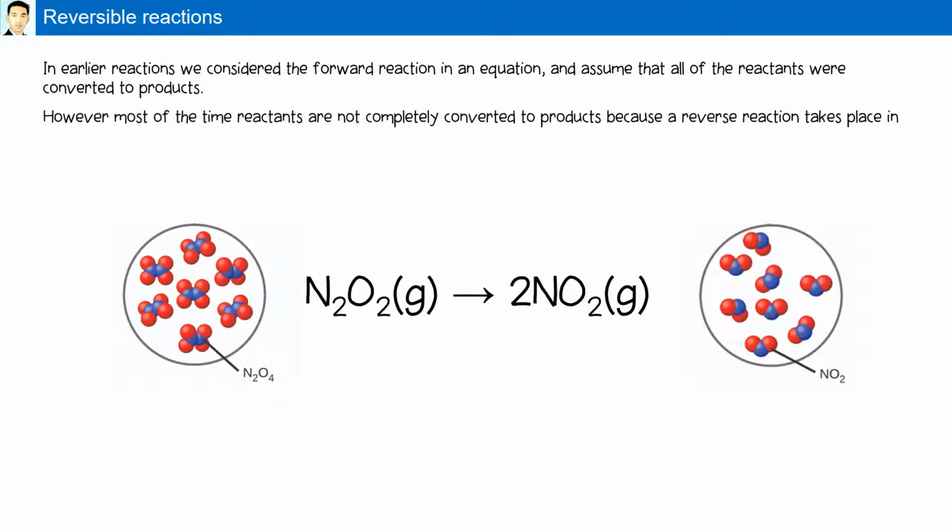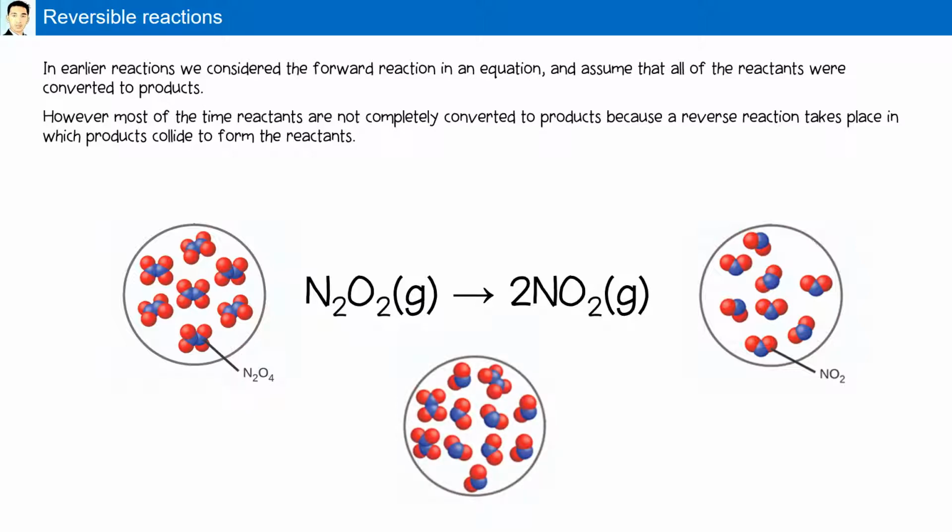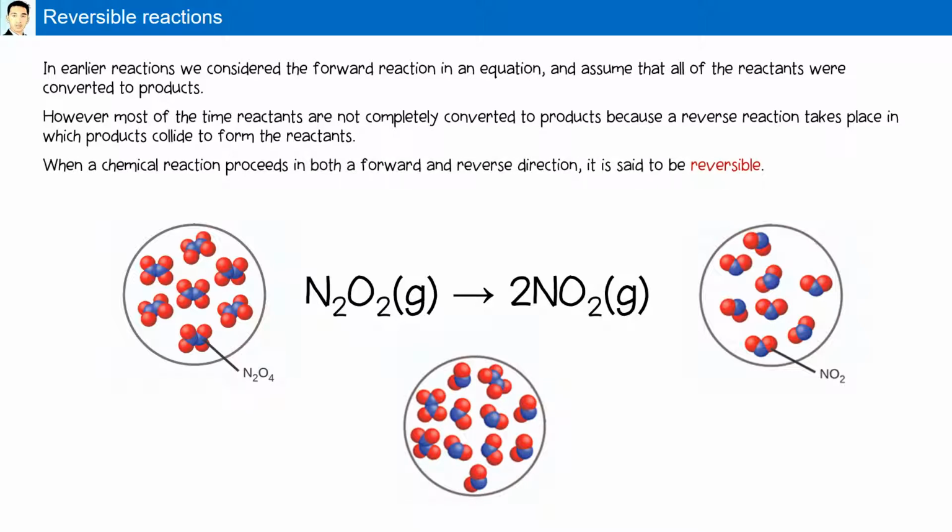However, most of the time reactants are not completely converted to products because a reversible reaction takes place in which products collide to form reactants. When a chemical reaction proceeds in both the forward and reverse direction, it is said to be reversible. A double arrow is used to represent these types of equations.